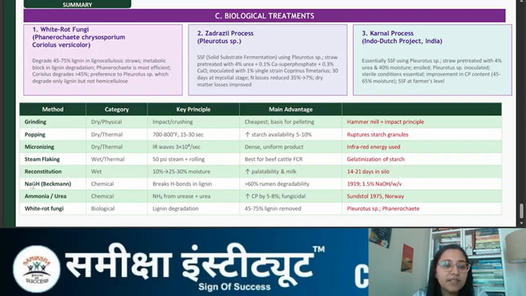Then the Beckman method, alkali treatment, a chemical method. It breaks the hydrogen bonds in lignin and gives more than 60% rumen degradability. Then ammonia, urea treatment, where ammonia is released by the urease acting on urea, so crude protein content is increased. White rot fungi, which we just discussed, gives 45 to 75% lignin degradation. So these are the biological methods. Okay, so this was all for today's class.